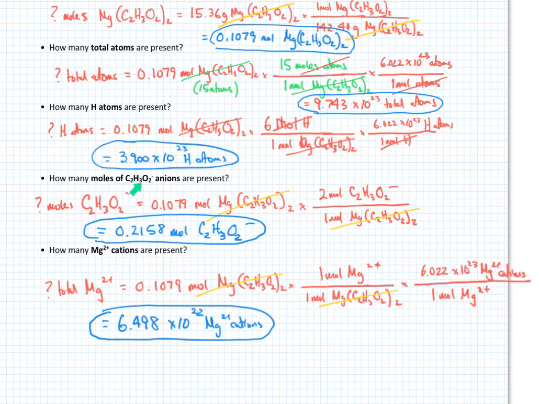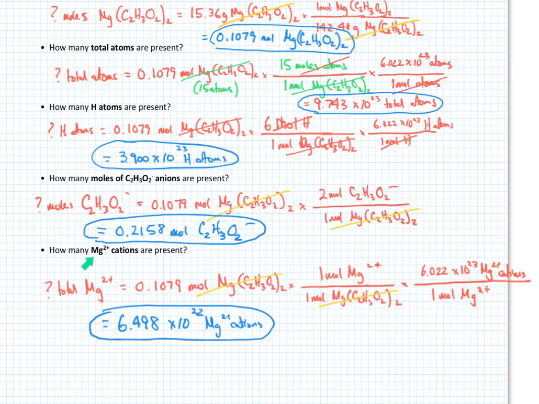So, moles of acetate anions. We're going to start with the number of moles we found before, 0.1079 moles of magnesium acetate. And then we notice that there are 2 of these acetate ions for every 1 molecule. Okay, key idea: 2 acetate ions, that's what the subscript 2 means. That whole thing's grouped together. The little subscript 2 means there's 2 of them for every one of these molecules. So I can say that there are 2 moles of acetate ions for every 1 mole of magnesium acetate. Those will cancel each other out, and I'll get 0.2158 moles of acetate ions. Okay?